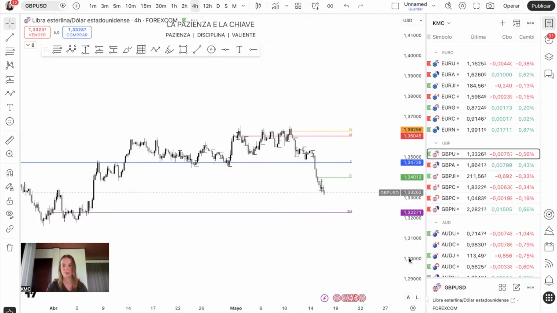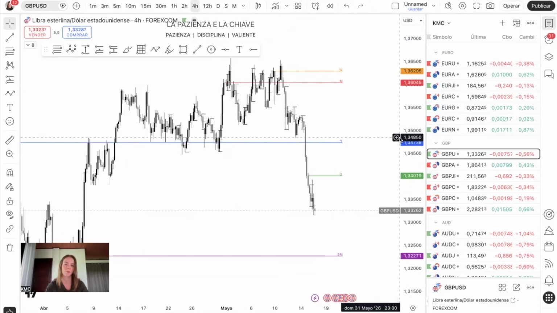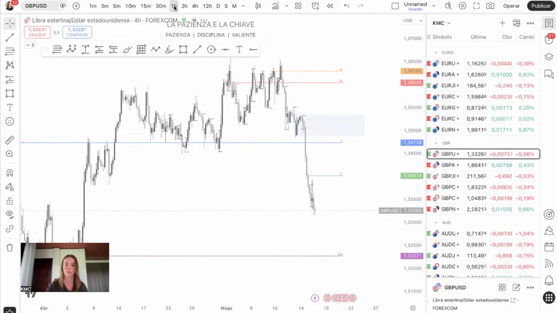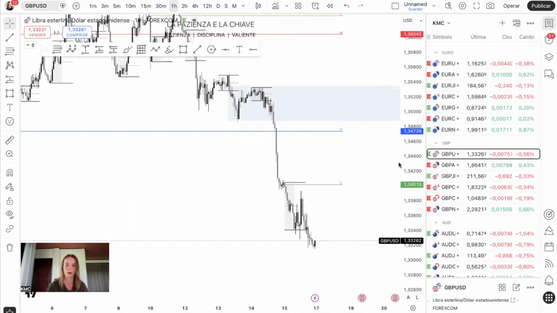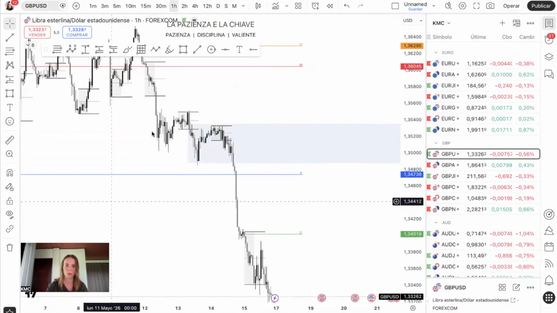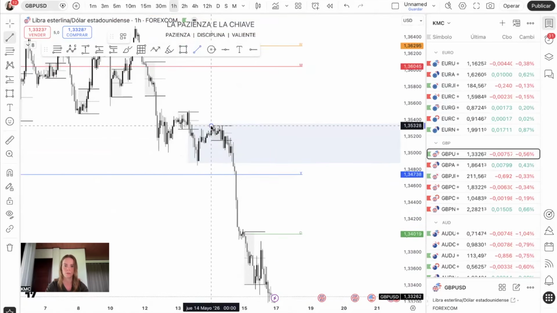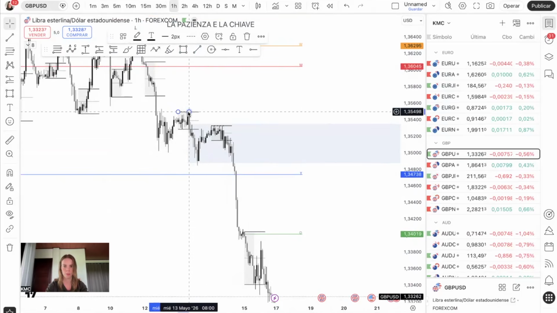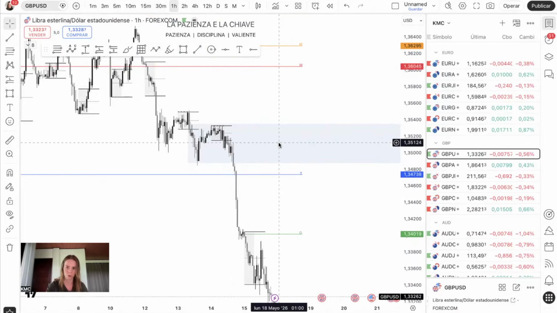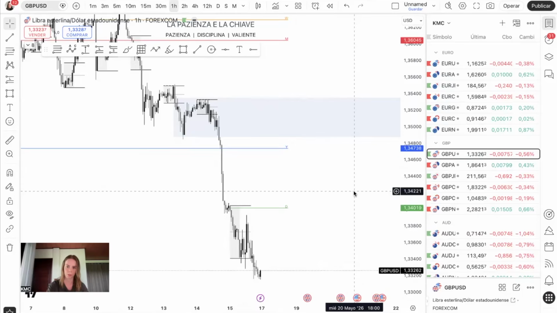Looking further into the 4 hour, it's basically the same that I'm looking for, and that is this supply zone, but maybe we won't retrace that much because it has fallen really hard. And GBP USD took out the Asia and took out the Asia from the day before. So it can be a really strong supply zone, but it needs to retrace back.